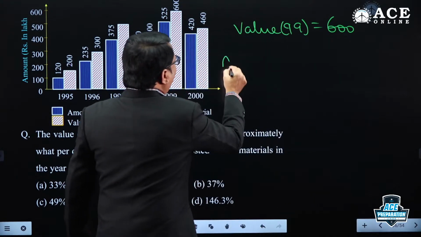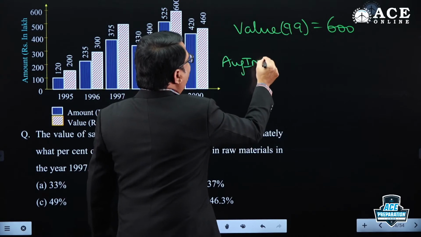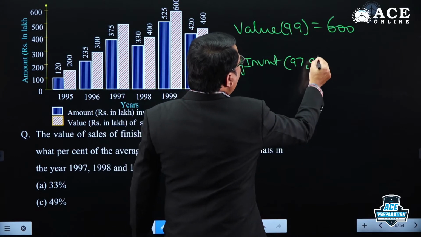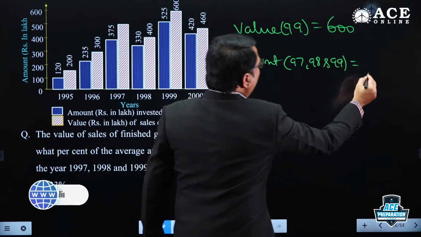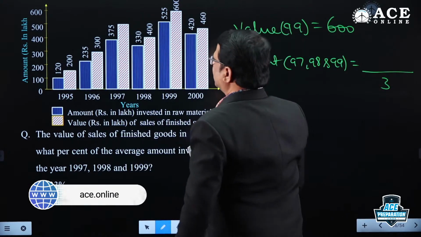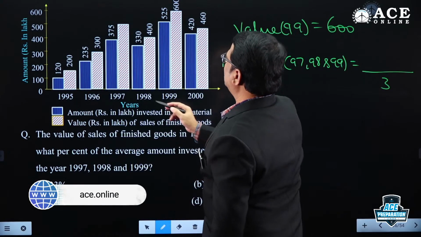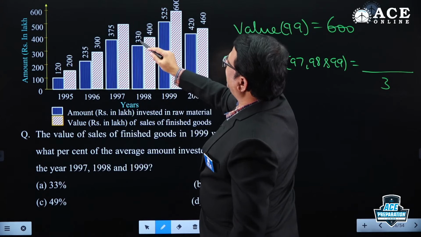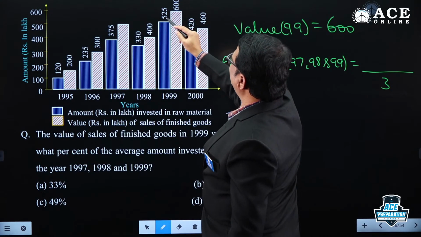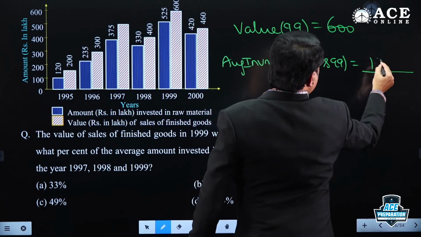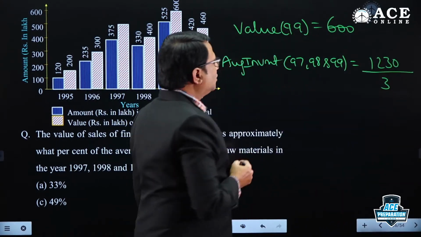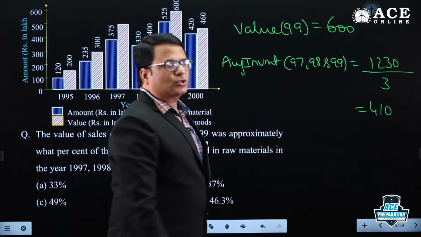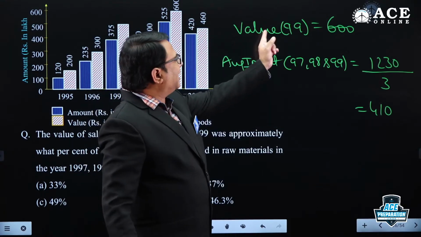So I write average investment in 97, 98 and 99 equal to divided by 3. And what is the 97, 98 and 99? So here the investment is 375. Here the investment is 330, that is 705. 705, here it is 525, 1230. So 1230 divided by 3 is how much? 410. Right.